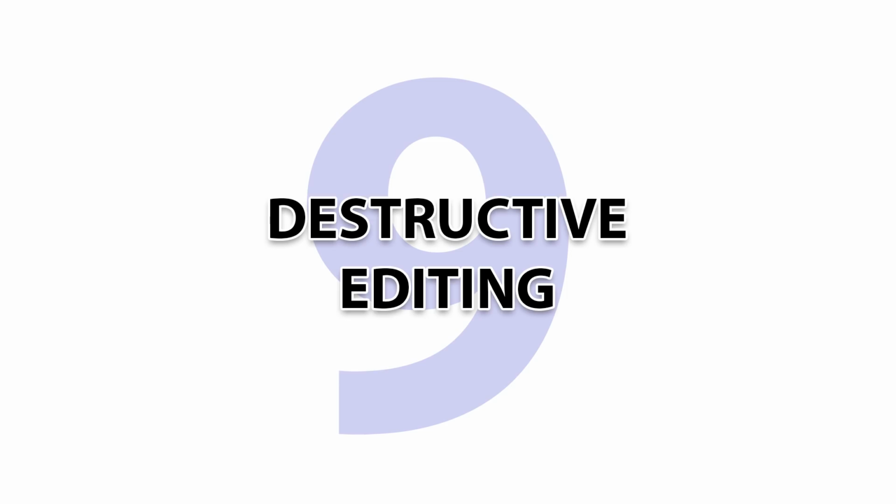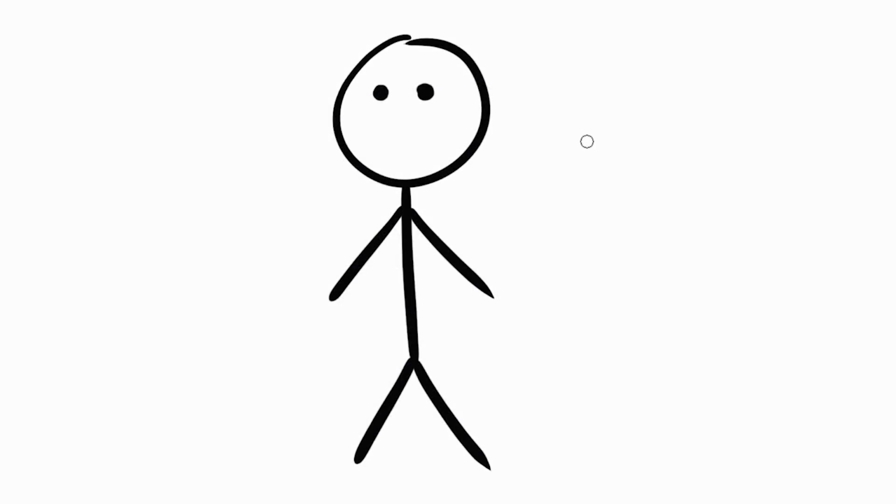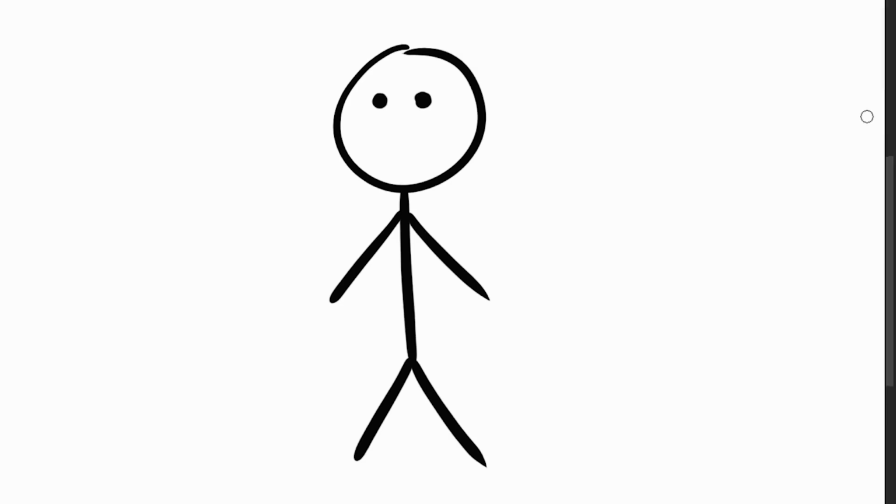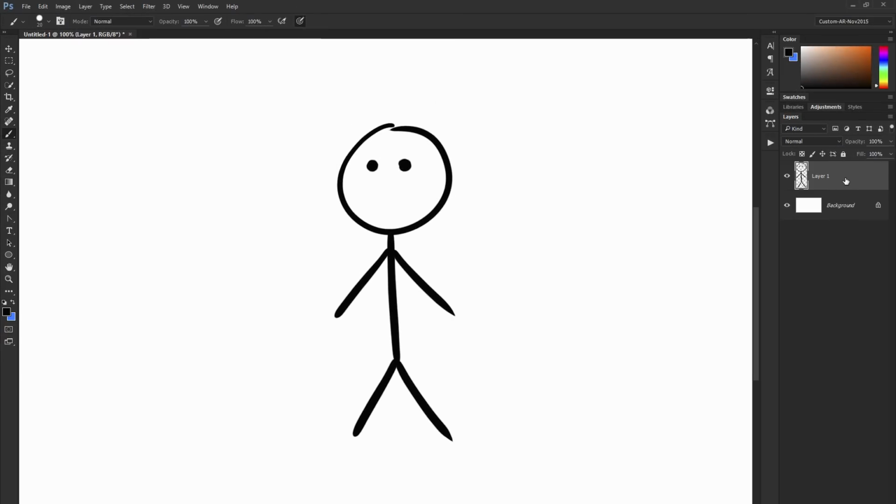Mistake number 9 is a very common one, and that is destructive editing. What if you have something where you don't know what size you want it to be and you need to kind of experiment and make it maybe bigger or smaller and go back and forth? What you would want to do is use something like Photoshop to turn that layer into a smart object. So I'm going to right click on that layer and choose Convert to Smart Object.